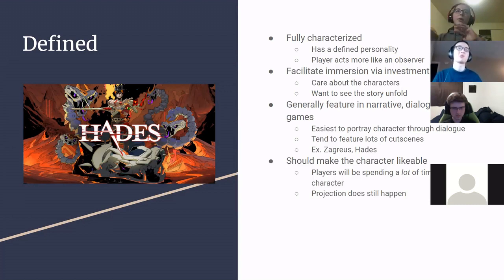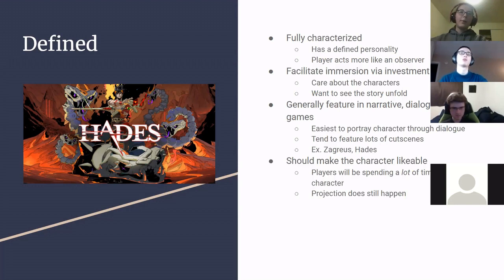So yes, as opposed to the projection immersion that you get from blank slate characters, with defined characters, you get immersion via investment in the characters and their stories. Your immersion comes from watching their stories unfold and forming bonds with these characters and all that good stuff that we get from storytelling.